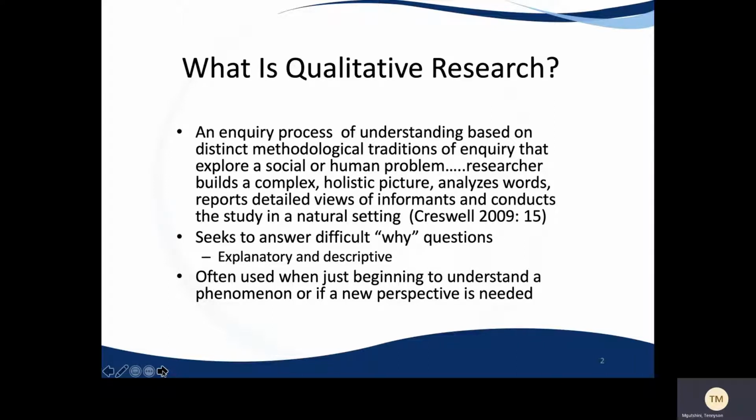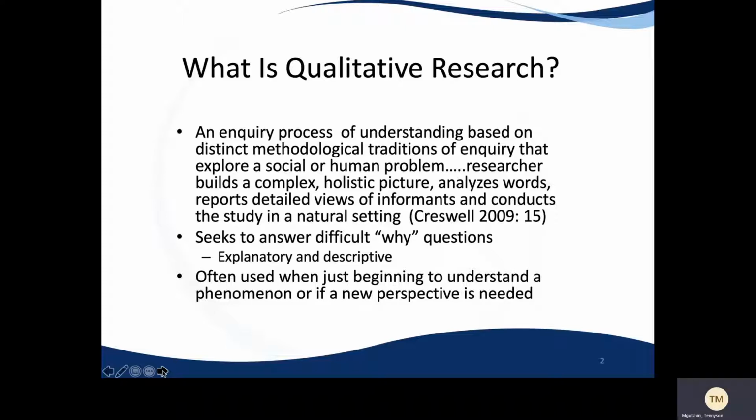Basically, qualitative research is concerned with the analysis of words, analysis of insights and experiences that people go through, but it does all this in narratives rather than in numbers, as is the case with quantitative research. And it seeks to answer difficult why questions, difficult what questions, and difficult how questions. So for the most part, qualitative research is exploratory and descriptive, and it also is interpretative. So it makes interpretations of what it has observed.